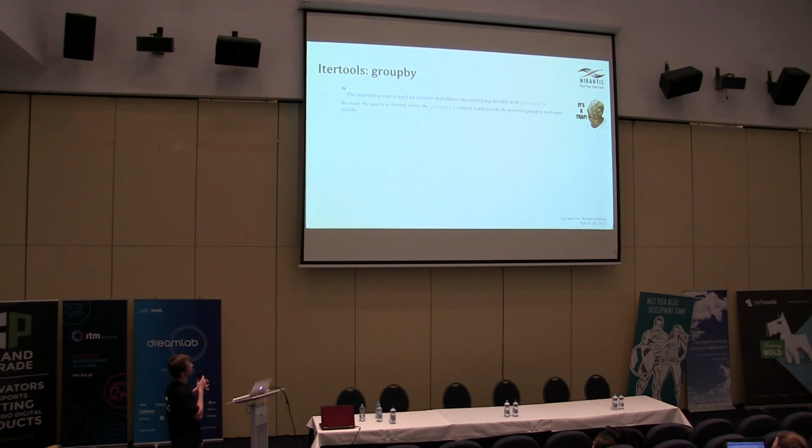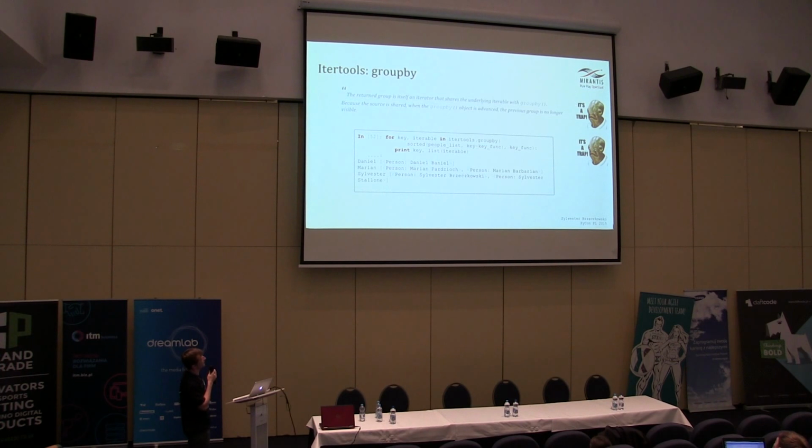The returned group itself is an iterator that shares an underlying iterable with groupby. Because the source is shared, when the groupby object is advanced, the previous group is no longer visible. That's why using list to show results of these operations is not so good. So remember about that. If we want to have a list, we should iterate every group one by one. For example, here. Yeah, now it works. You see that I didn't execute list for all the iterators. Actually, this is one iterator. I do it one by one in a for loop.